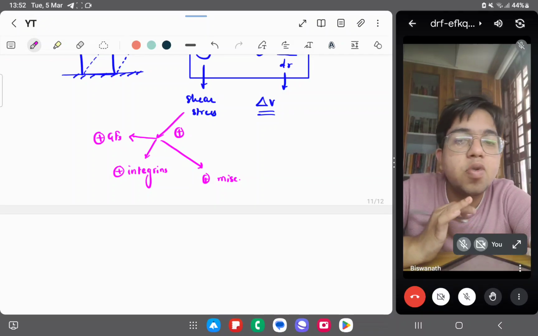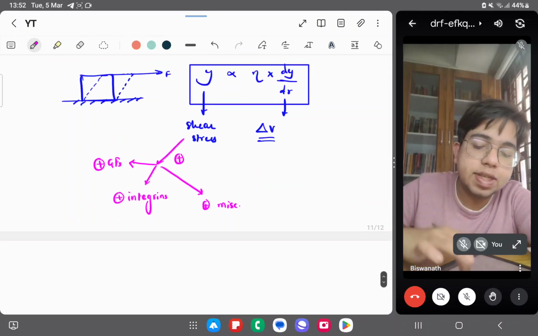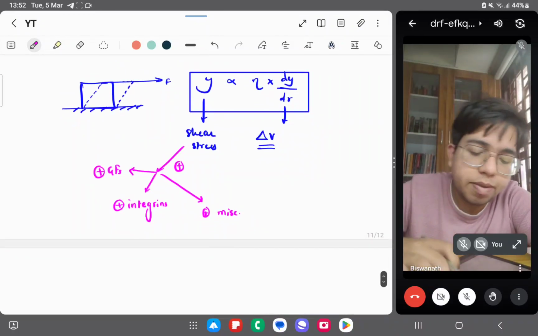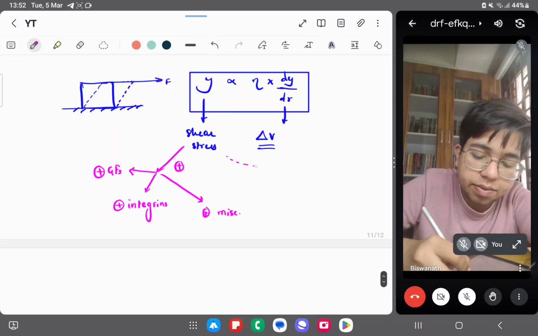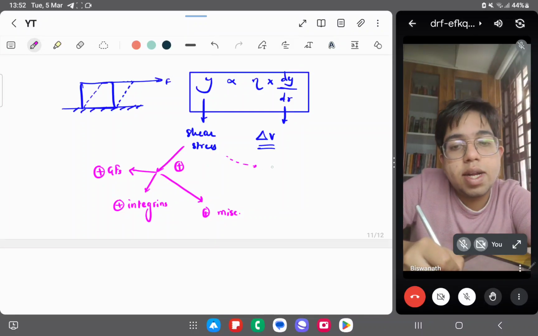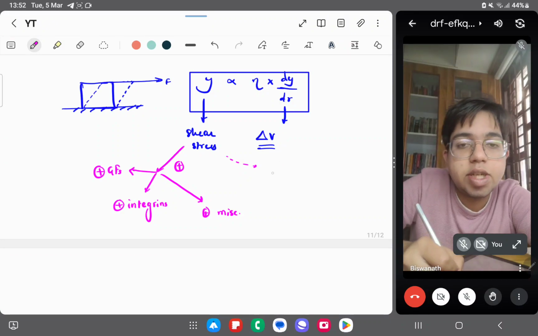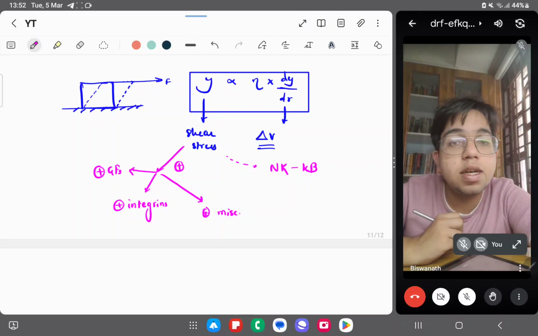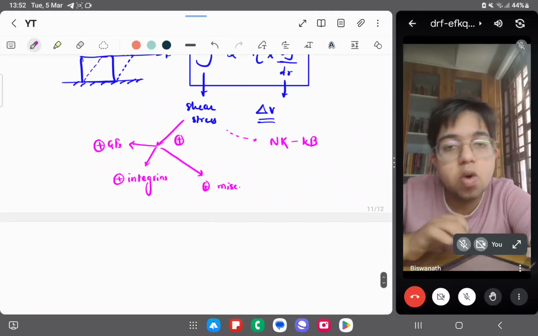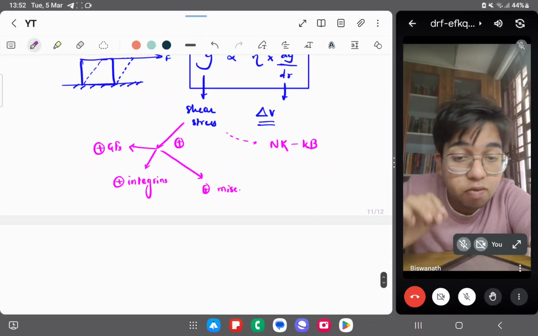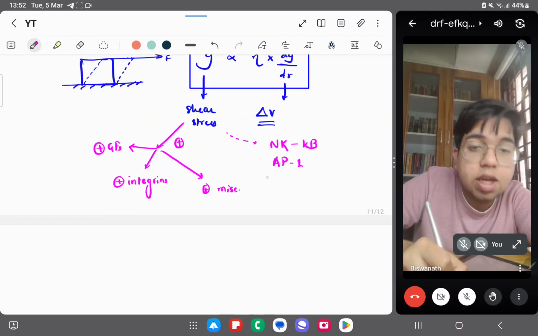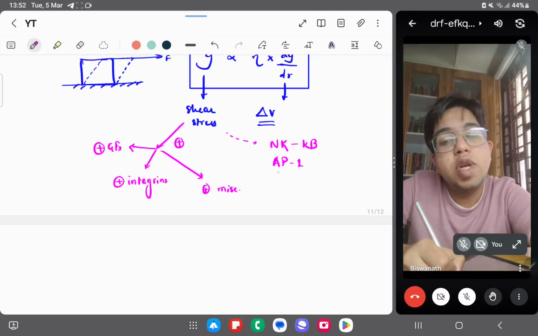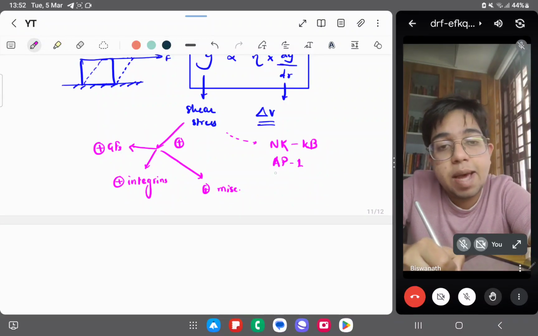Let's discuss what it can do. This shear stress can activate many genes. Of course, you can write the names of some genes which are activated by shear stress. What are the things that are activated by the shear stress? The shear stress activates NK K beta, natural killer cell K beta. Okay, it activates the AP1 gene, and this NK K beta is basically stimulating the formation of VCAM1.